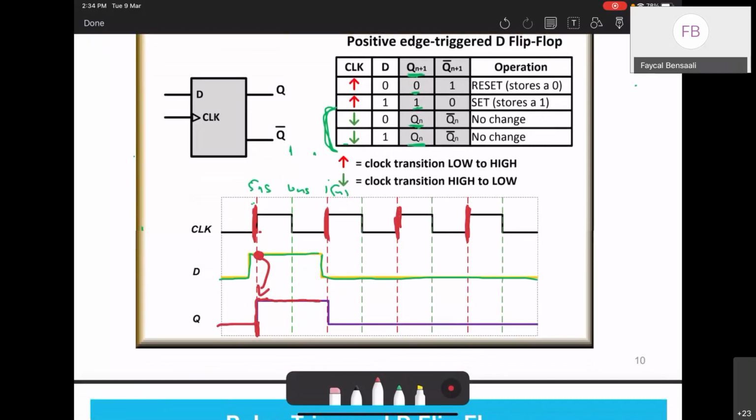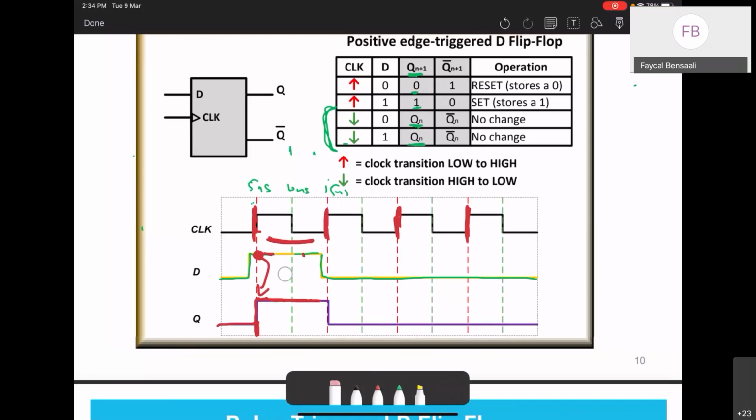I don't care about the falling edge. During this time, I don't care about the input D. Even if D has changes here, so let's say that this is D, it changed here, I don't care. We just check D. So basically, to make it in simple words, we only check D on the rising edges, and that's it. And then we put Q equal to D. I hope this is clear.